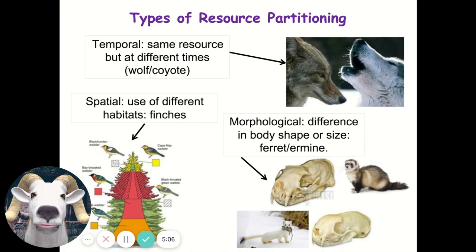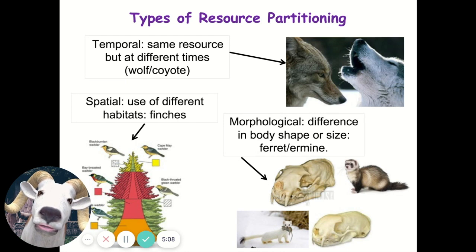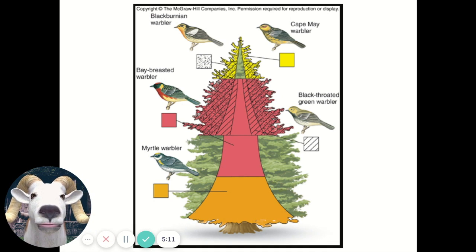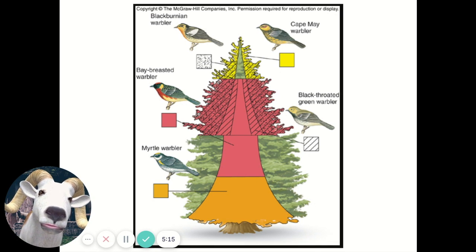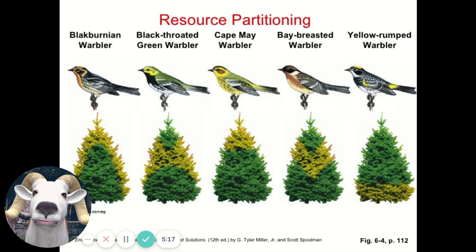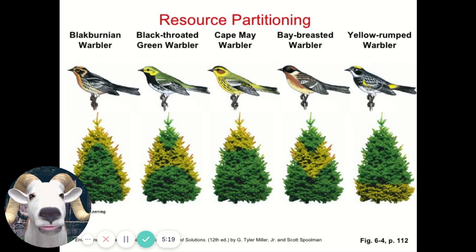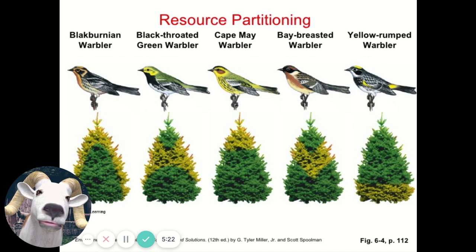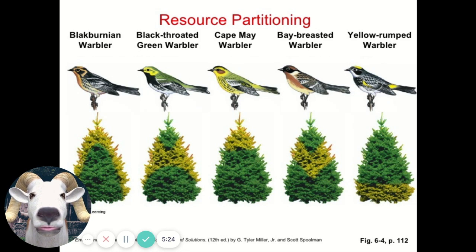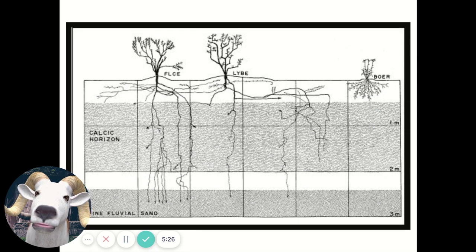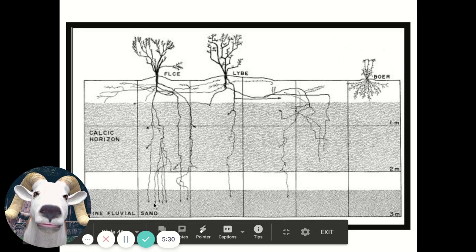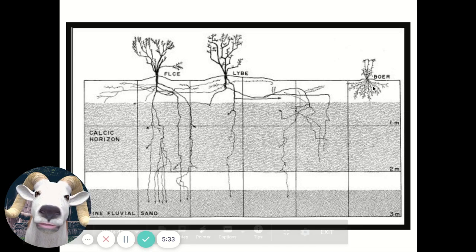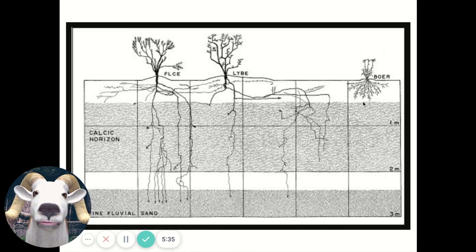Spatial partitioning is the use of different portions of the habitat. Warblers may take advantage of different portions of a tree, upper branches or lower branches, depending on the species. Maybe some warblers are more inclined to feed on the interior portions of a tree. Plants can do resource partitioning too. You can have plants that have extremely deep root systems and others with more shallow root systems to partition the use of soil resources.